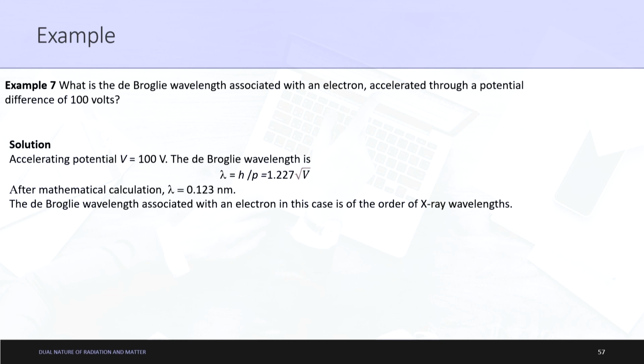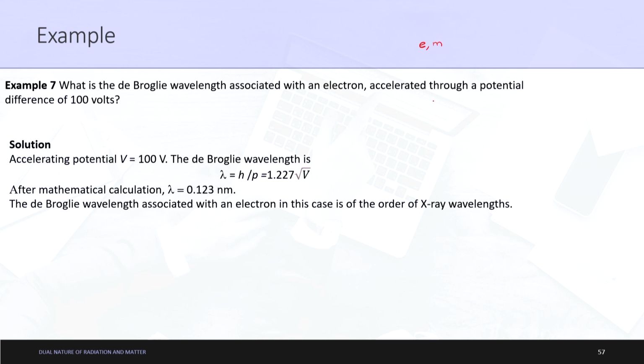Now let us start today's discussion with this example. This example asks: what is the de Broglie wavelength associated with an electron, as in you know the electron mass and the electron charge, and I guess velocity is not required for now, accelerated through a potential difference of 100 volts?